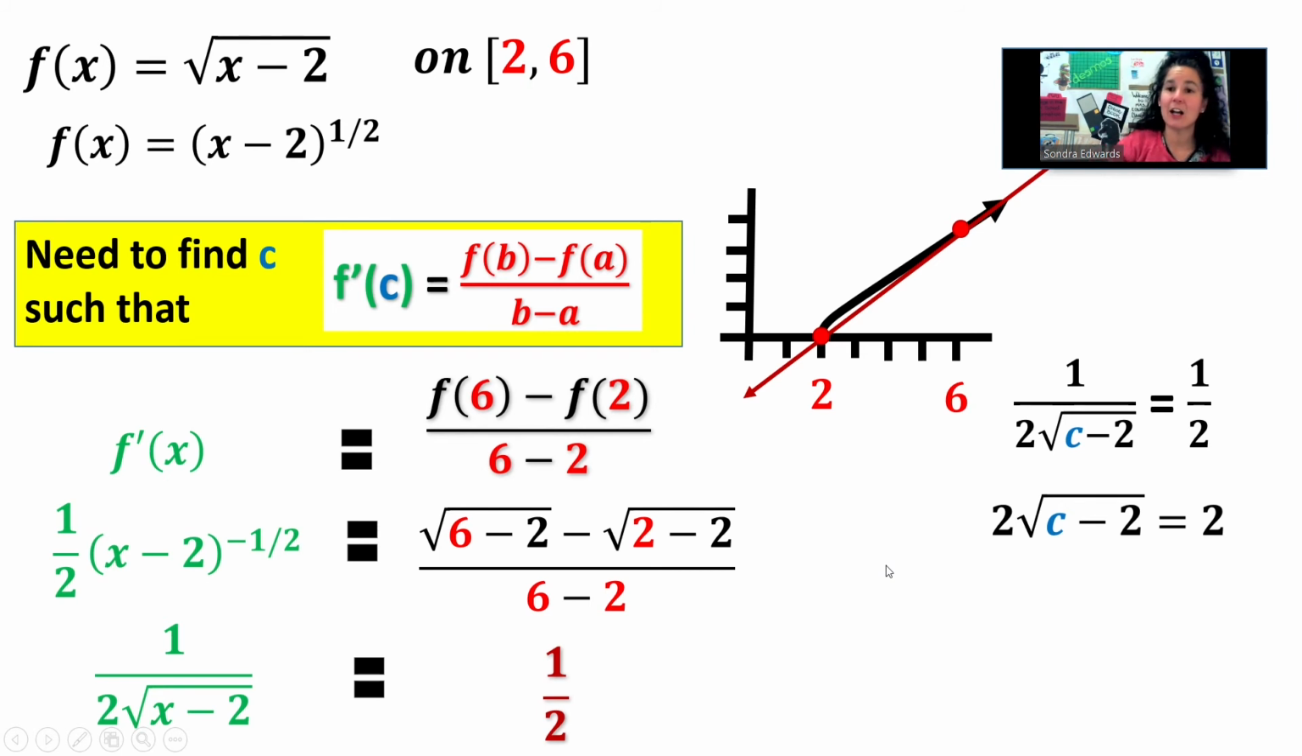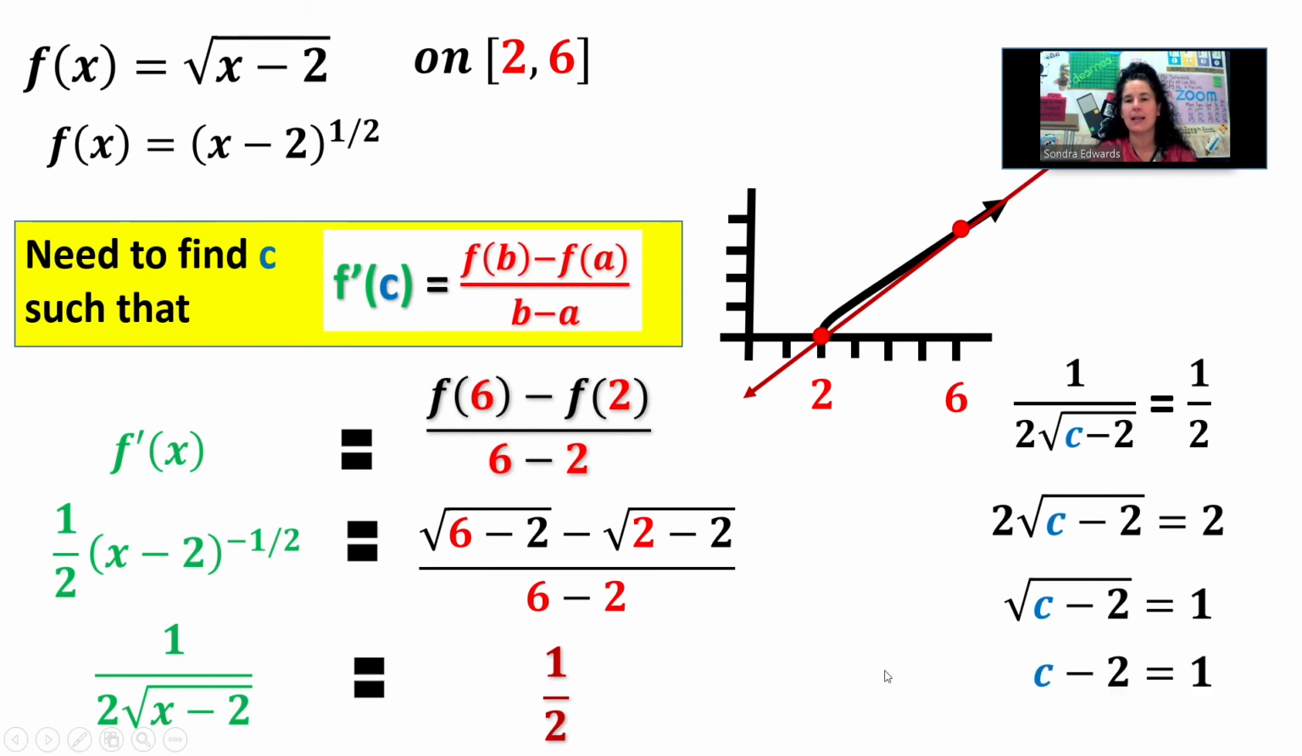Starting to get c alone, I'm undoing the order of operations. So I'm going to get rid of multiply by 2 by divide by 2. This square root is really to the 1/2, right? It's exponents. So to get rid of those exponents, to get rid of square root, I'll square both sides. Now we've freed up what's inside that root. So I add over 2 and I have c equals 3.